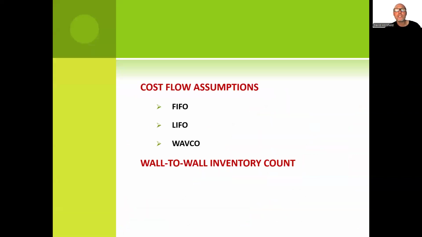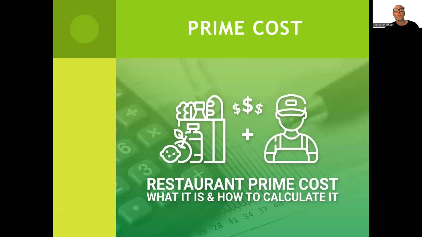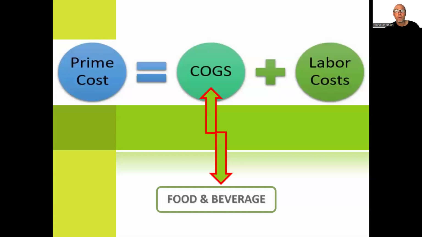Now, there were some cost flow assumptions I mentioned that we're going to unpack later in the course: the FIFO, LIFO, and WAVCO. We're not there. We're going to unpack that later. All of this cost of goods sold is coming from this idea of wall-to-wall inventory. So prime cost, which is food and labor, food is a picture on the left, labor is a picture on the right. And in a restaurant and food and beverage business, how to calculate prime cost is really important.